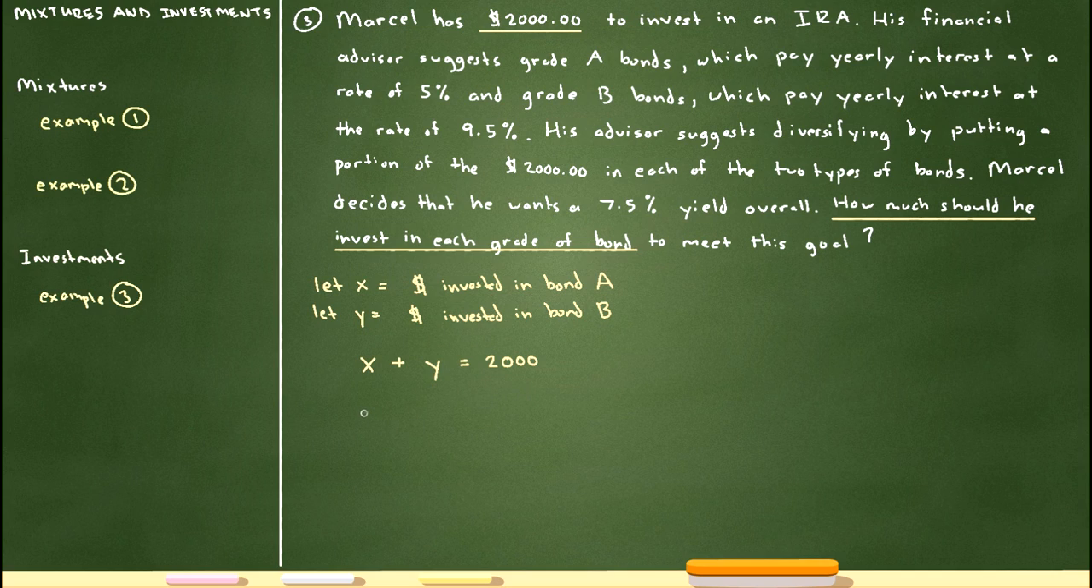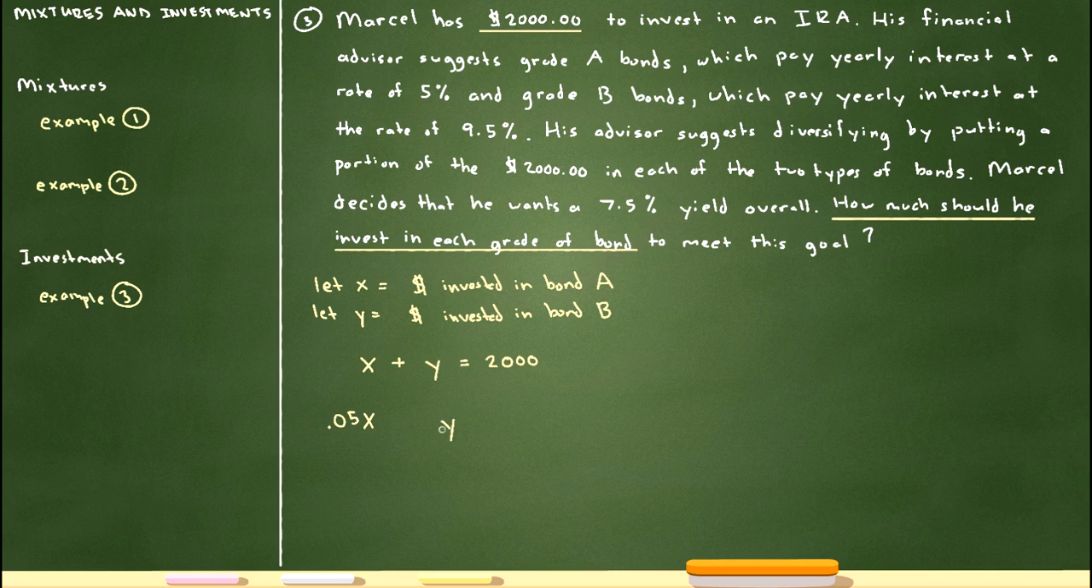So he invests x dollars into bond A. Now you may want to ask yourself, how much money does he earn on that bond? Well, grade A is going to pay a yearly interest of 5%. So whatever he invests, when he gets the money back, he's going to get 5% interest. So 0.05x is the interest that he earns.